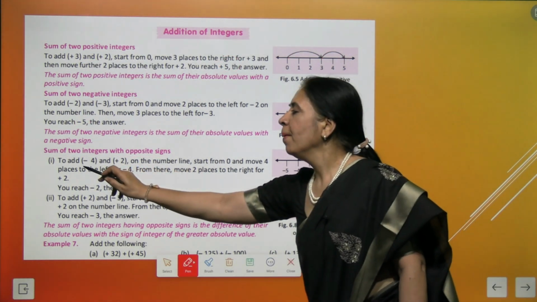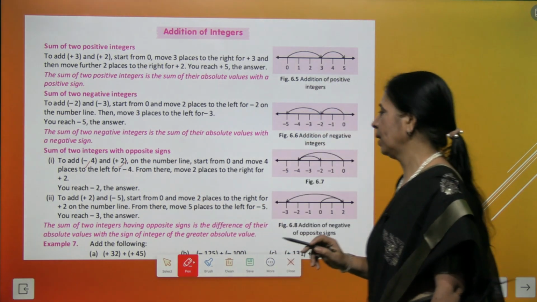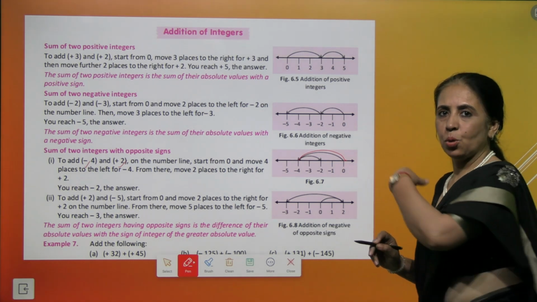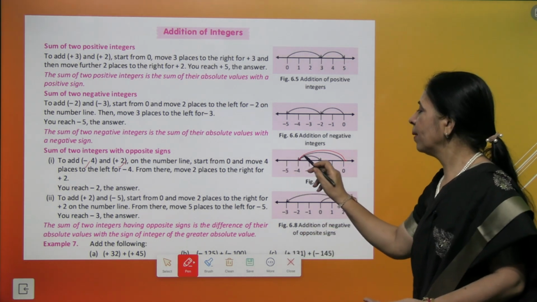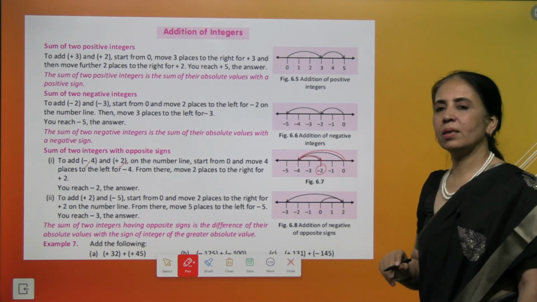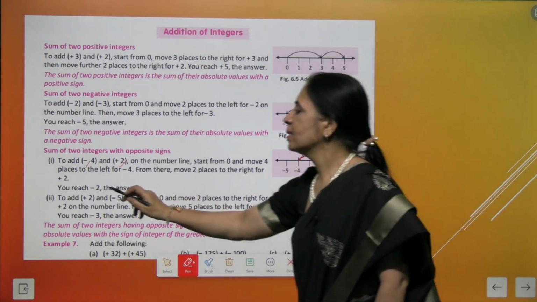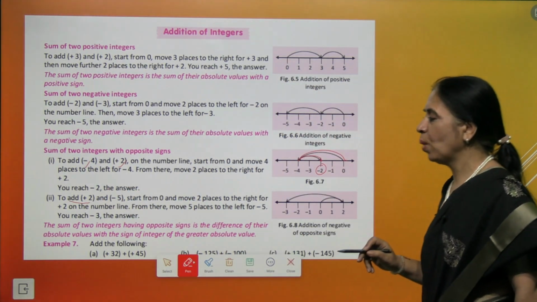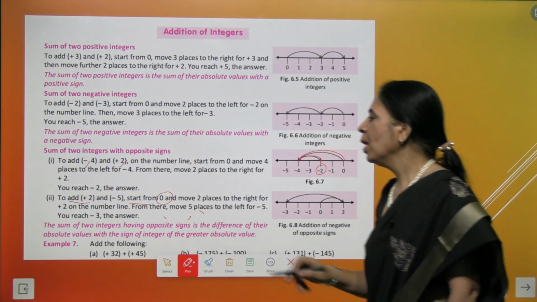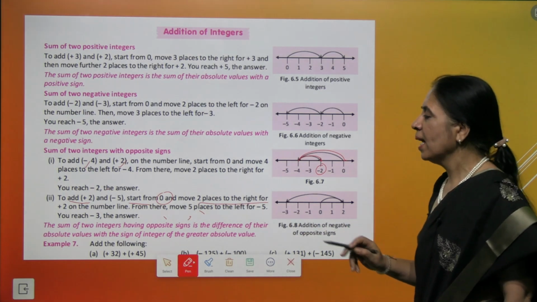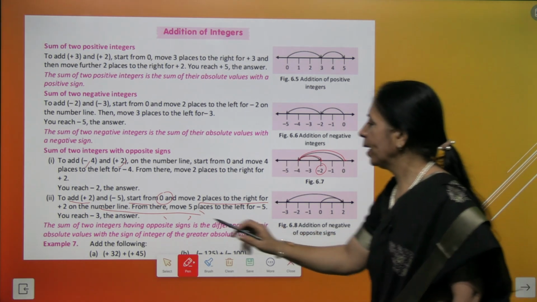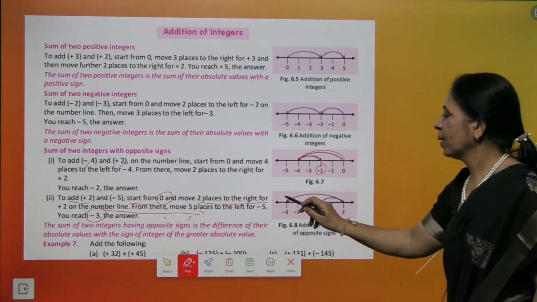So to add minus 4 and plus 2 on the number line, first from 0 we reach minus 4, and that is on the left side. Now from minus 4 we moved 2 steps, which will be on the right side, and we got the answer as minus 2. And similarly, to add plus 2 and minus 5, what will you do? Here you start from 0 and move 2 places to the right, and then move 5 places to the left, and the answer we get is minus 3. So this becomes minus 3.